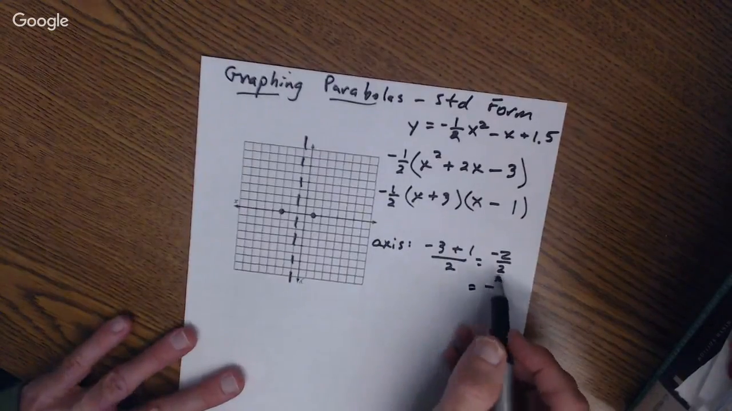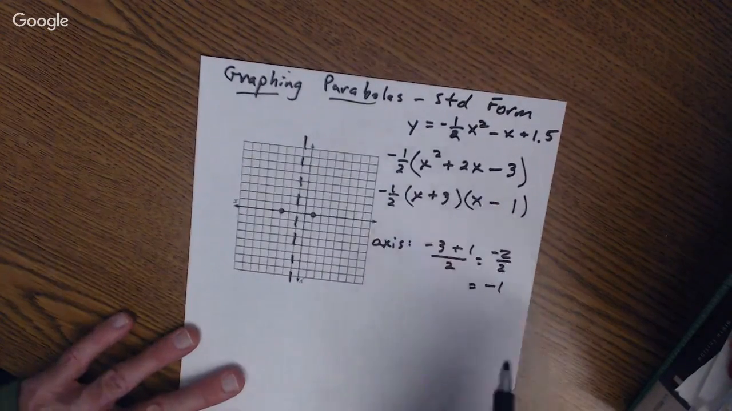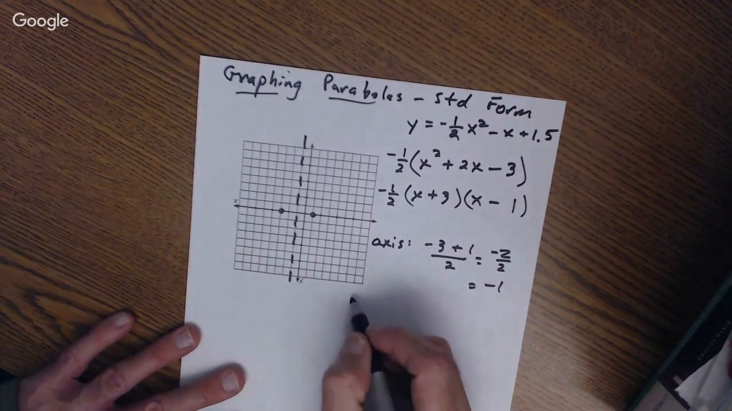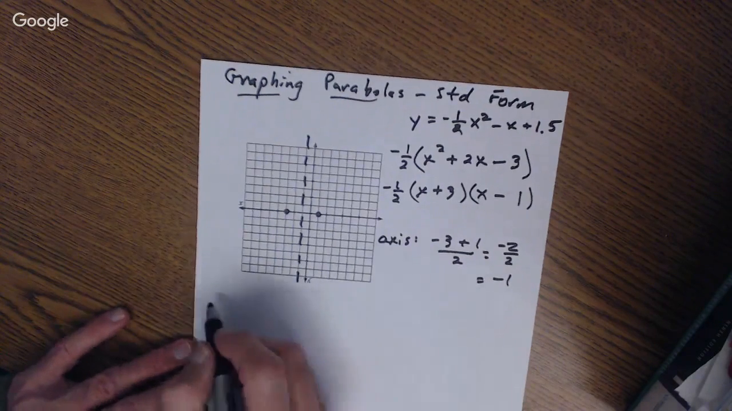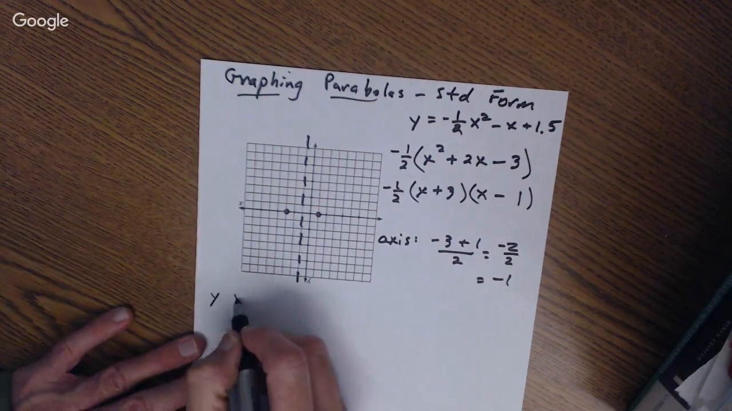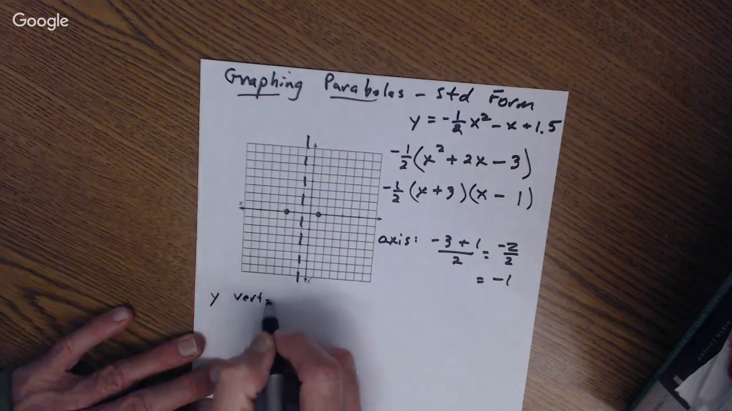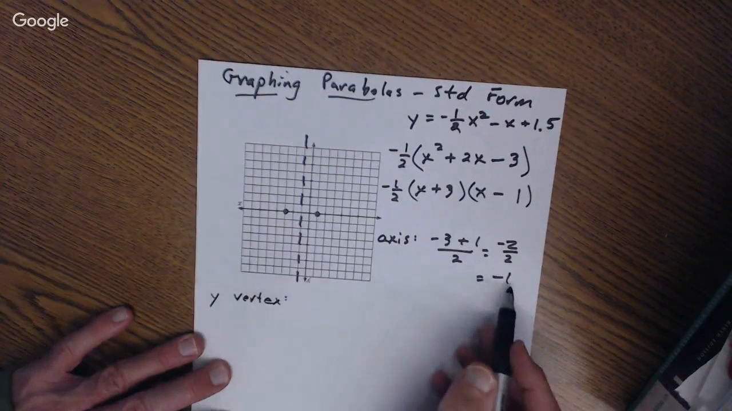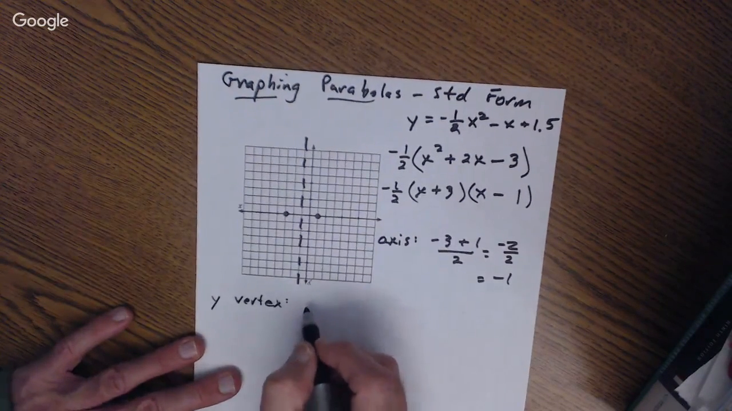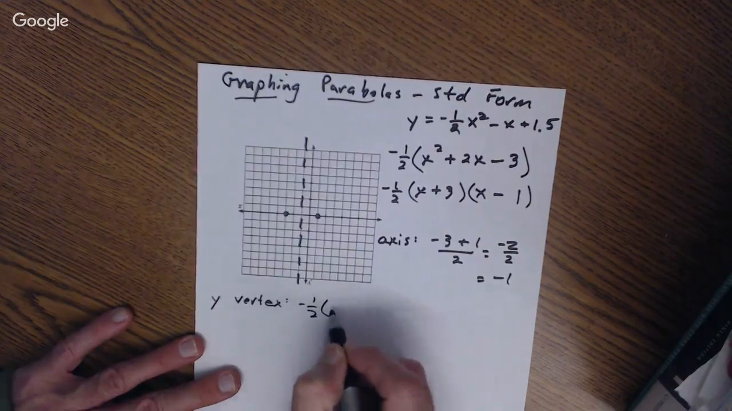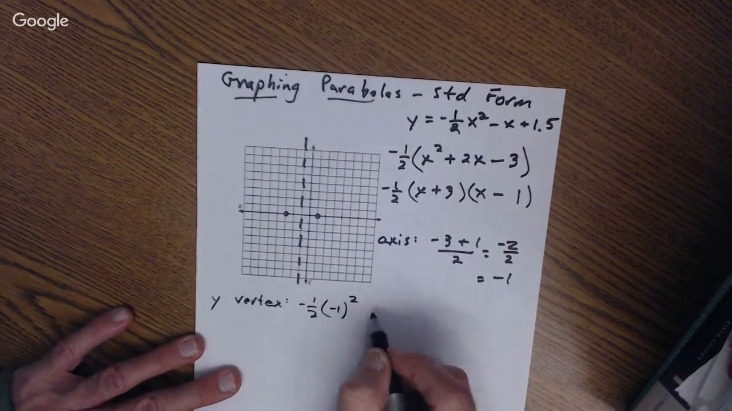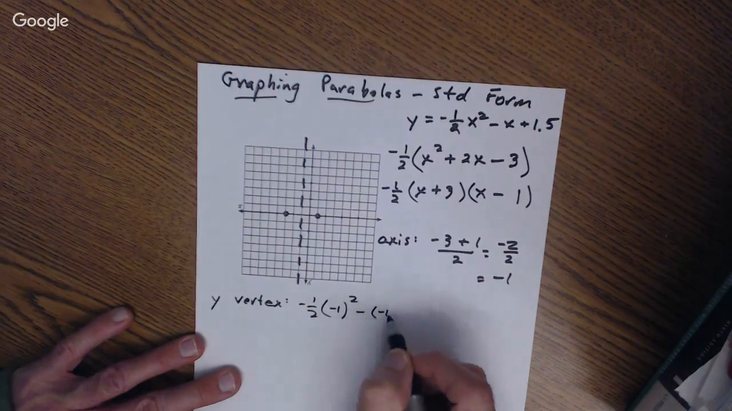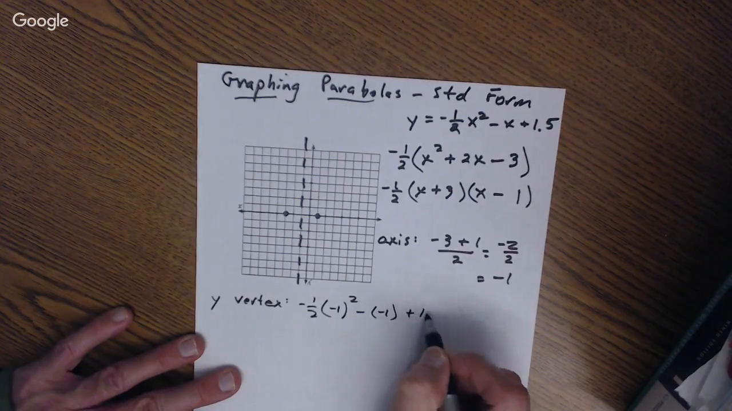Now we're going to take that negative 1 and put it back into the original equation to find the y-coordinate of the vertex. So this is the y vertex. I'm going to put negative 1 into the original equation, so it's negative 1/2 times negative 1 squared, take away a negative 1, plus 1.5.